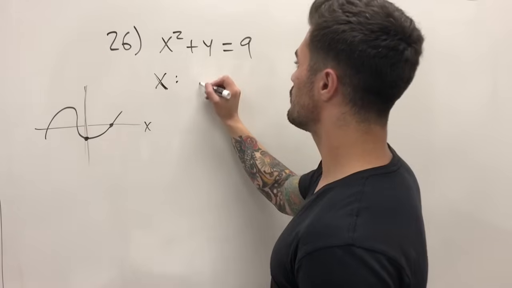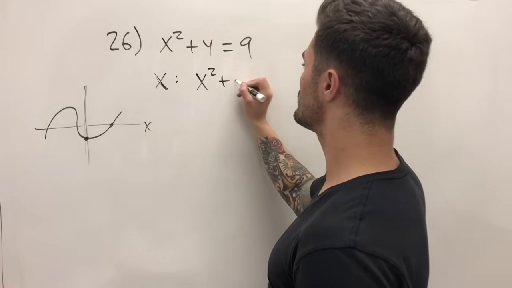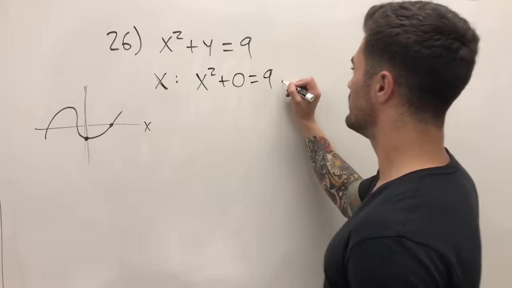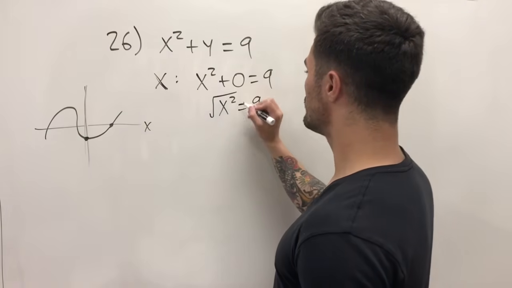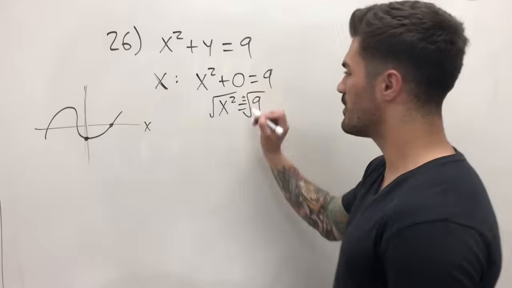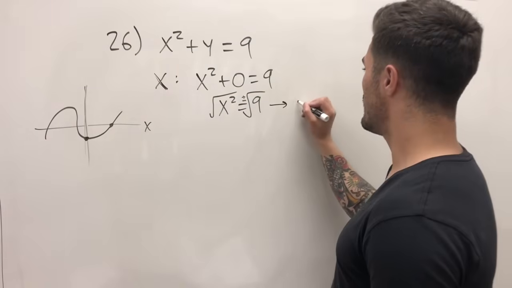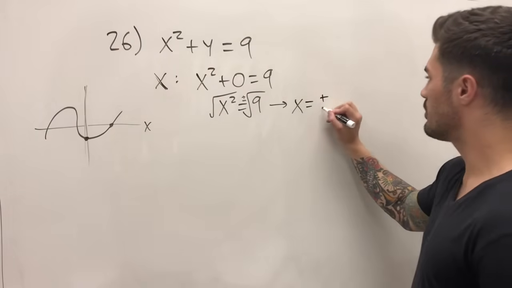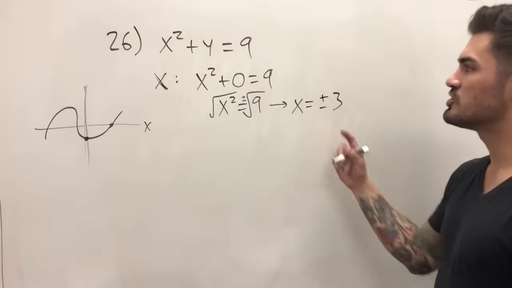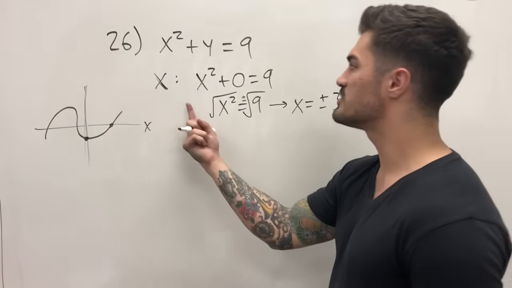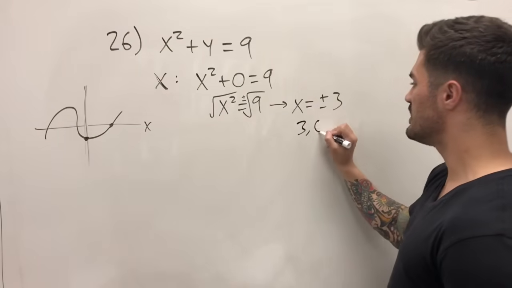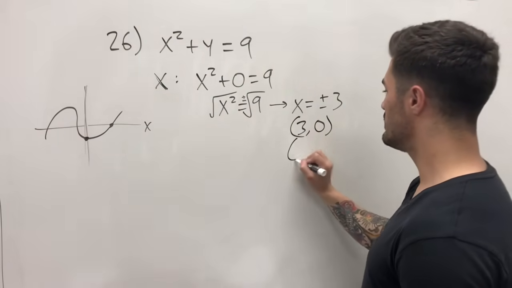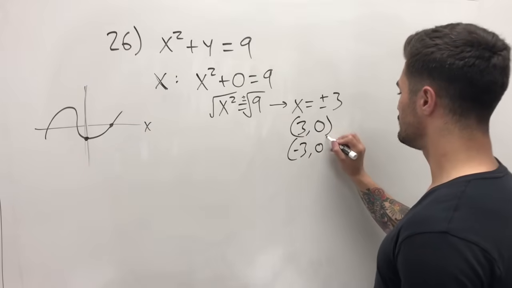So I'm going to plug in 0 for y, and I get x squared plus 0 equals 9. So this means that x squared equals 9. And if I square root both sides, I have to remember the plus or minus, right? Then I get x equals plus or minus 3. So my 2 x-intercepts happen at, remember, these are points, (3, 0) and (-3, 0), all right?